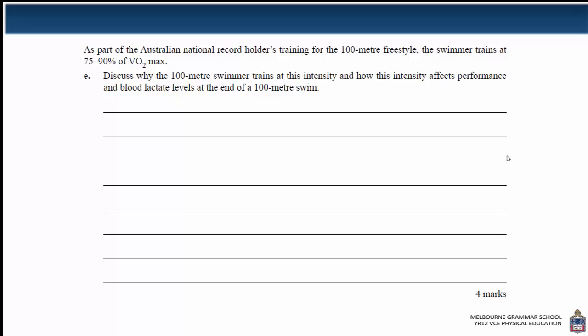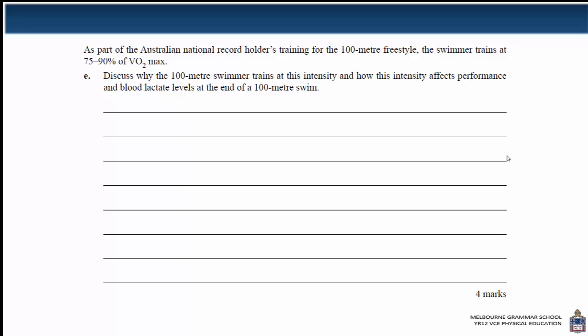So if we're looking at 75 to 90% of VO2 max and we're thinking about a 100 metre freestyler, I wonder if you're thinking that it's going to be more of an anaerobic or more of an aerobic type event there. Discuss why a 100 metre swimmer trains at this intensity and how this intensity affects performance and blood lactate levels at the end of a 100 metre swim.